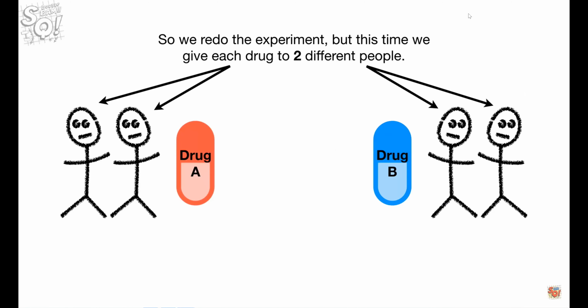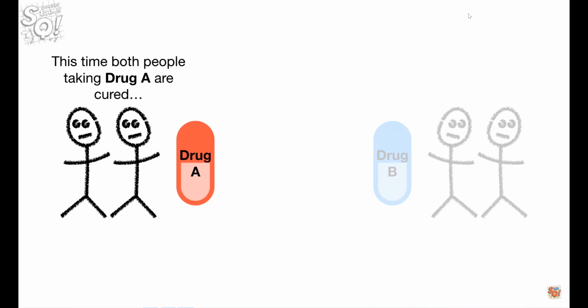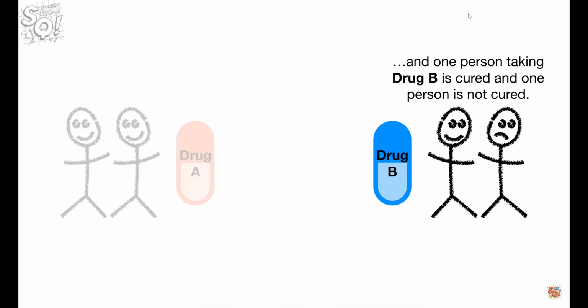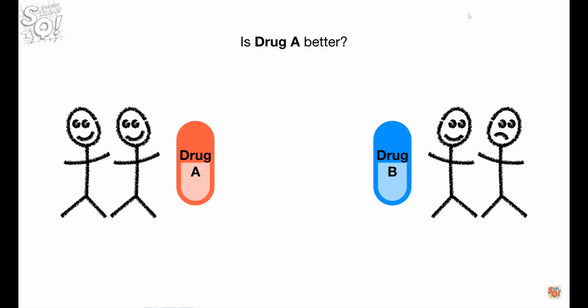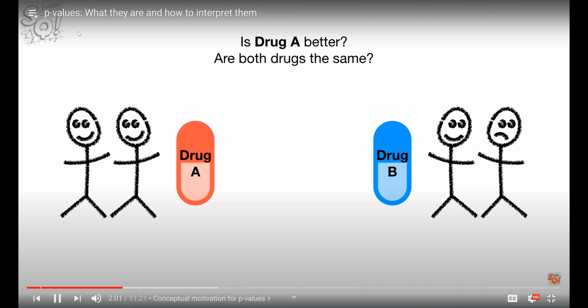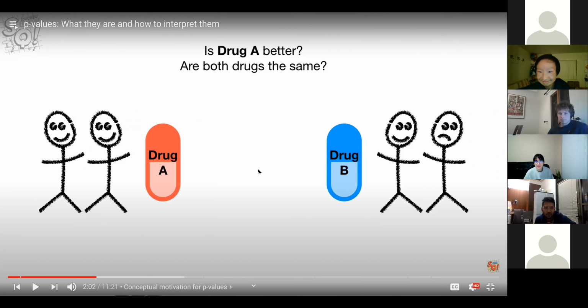So we redo the experiment, but this time we give each drug to two different people. This time, both people taking drug A are cured. Hooray! And one person taking drug B is cured and one person is not cured. Hooray! And bummer. Is drug A better?